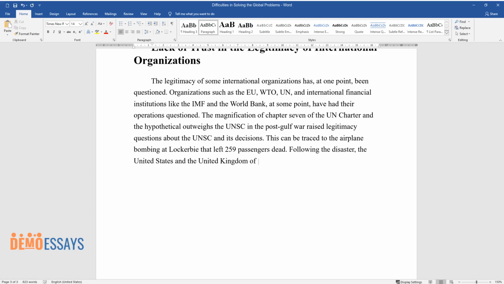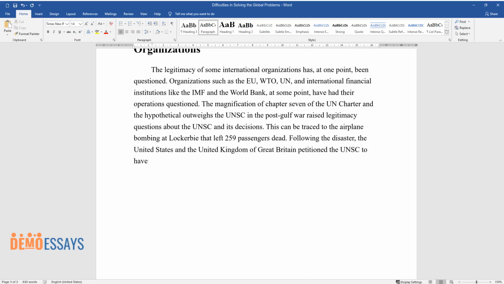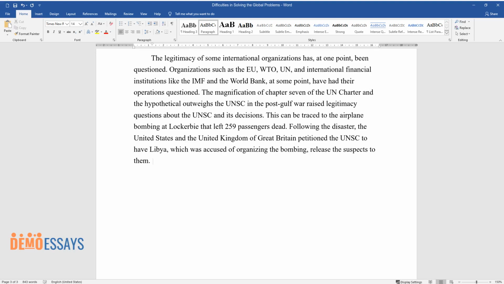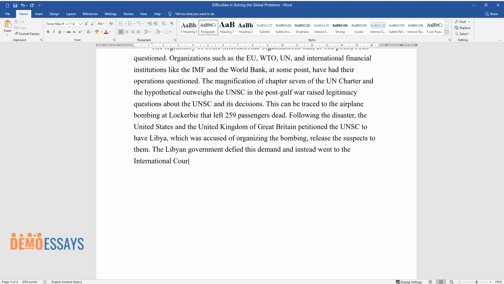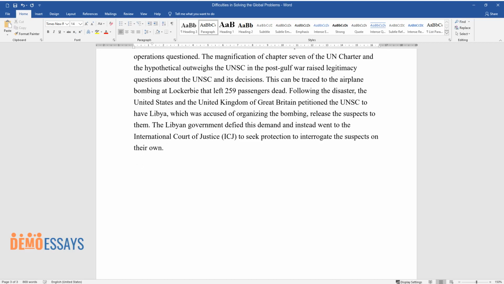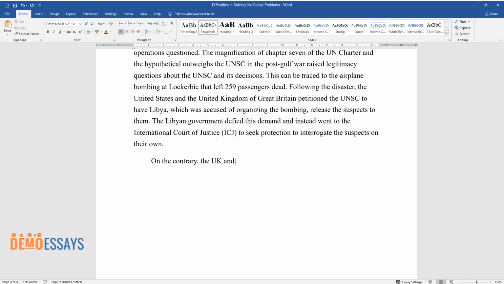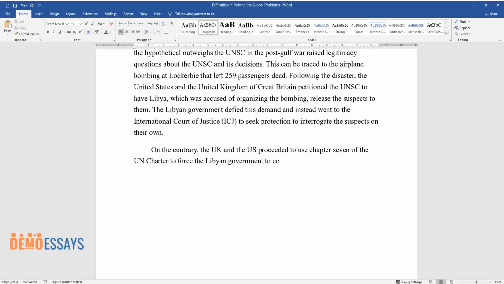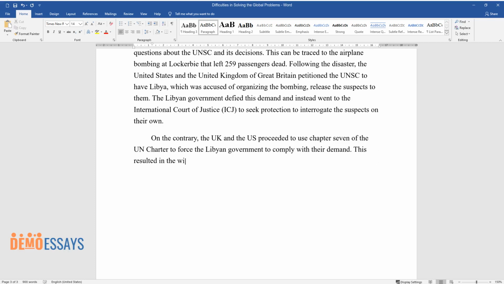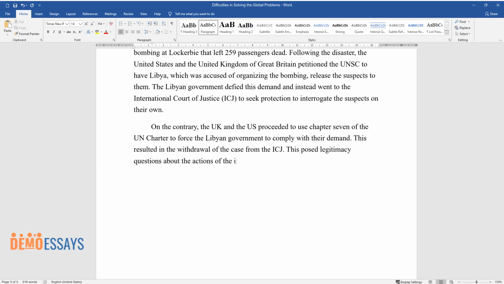Following the disaster, the United States and the United Kingdom of Great Britain petitioned the UNSC to have Libya, which was accused of organizing the bombing, release the suspects to them. The Libyan government defied this demand and instead went to the International Court of Justice, ICJ, to seek protection to interrogate the suspects on their own. On the contrary, the UK and the US proceeded to use Chapter 7 of the UN Charter to force the Libyan government to comply with their demand. This resulted in the withdrawal of the case from the ICJ. This posed legitimacy questions about the actions of the international communities.